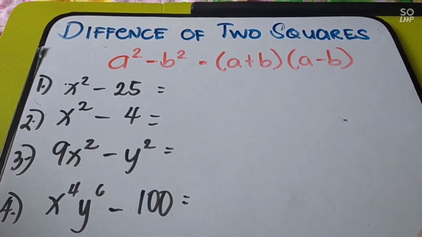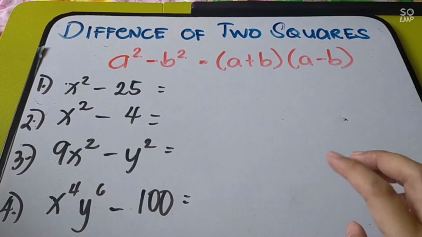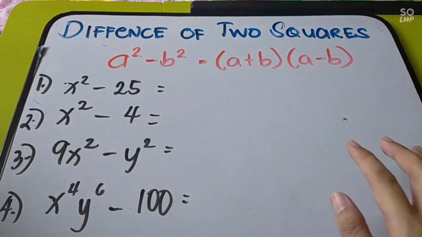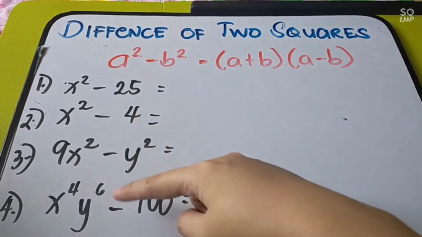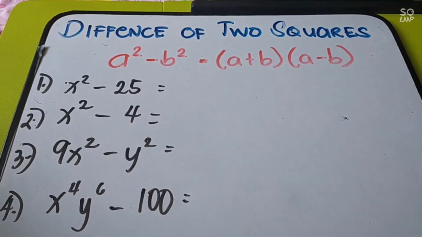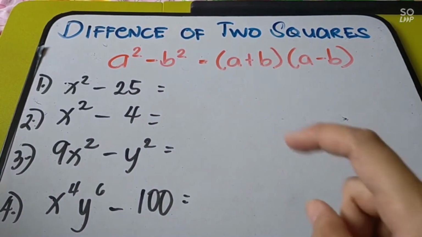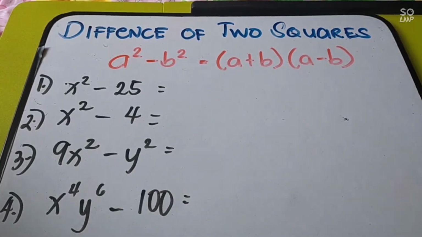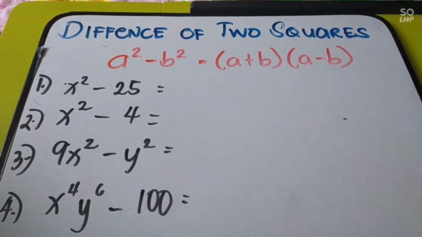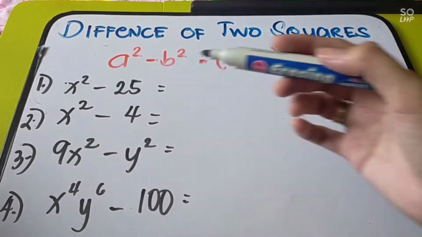Pero kapag naman ang given mo ay binomial lang, and then they are both perfect squares, and then difference siya, yung kanyang gitna, therefore, we have difference of 2 squares. Is it clear? Now, let us have this one. Number 1, we have x squared minus 25. So, this is a perfect square.